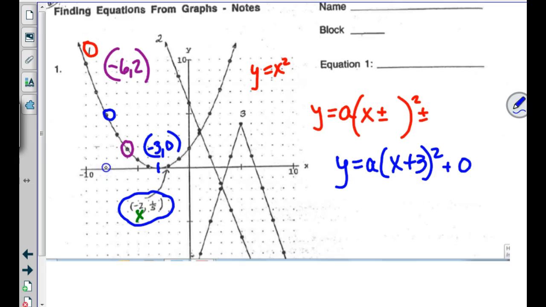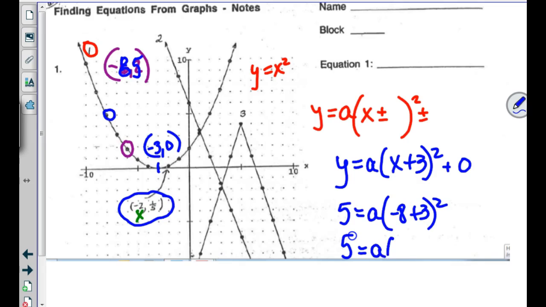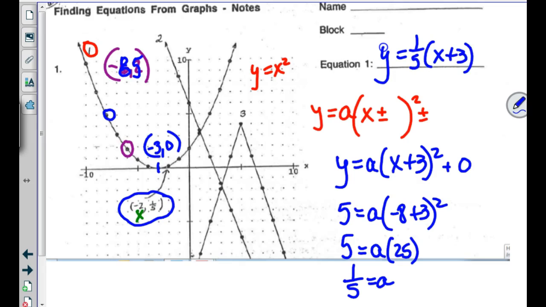That one is like -8, 5. If I had tried that one, I would have had 5 equals a times -8 plus 3 quantity squared. That would be what? -5 squared, 25, right? And then when you would have divided, it would have been 1/5. But how many would have picked that point? I don't know. So we're going with 1/5 times x plus 3 squared is the equation of graph number 1.